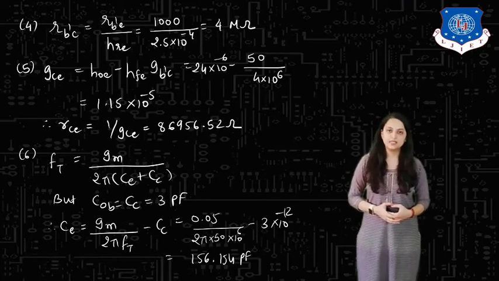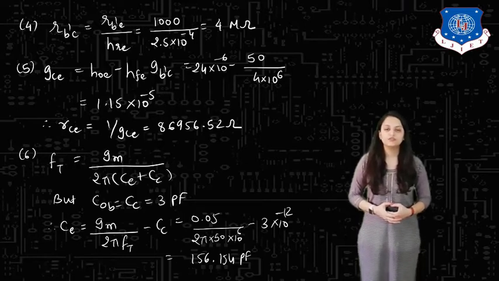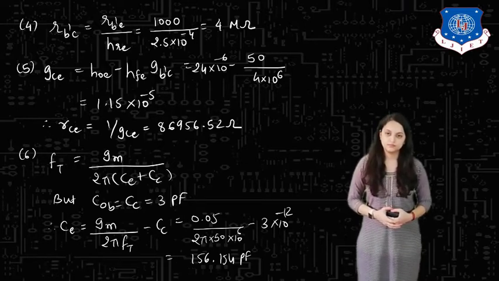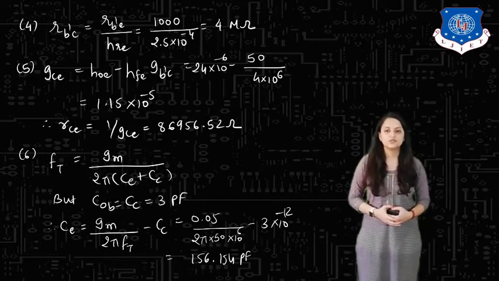Next is GCE, that is equal to HOE minus HFE GB'C, that is equal to 24 into 10 raised to minus 6 minus 50 upon 4 into 10 raised to 6. So by simplifying this, we will get the value 1.15 into 10 raised to minus 5.